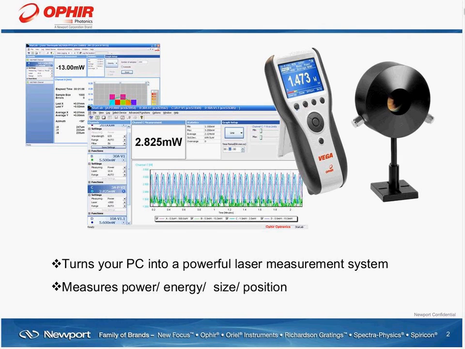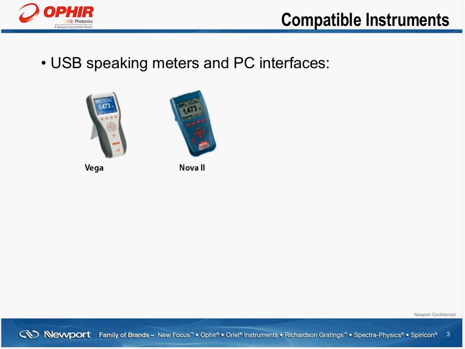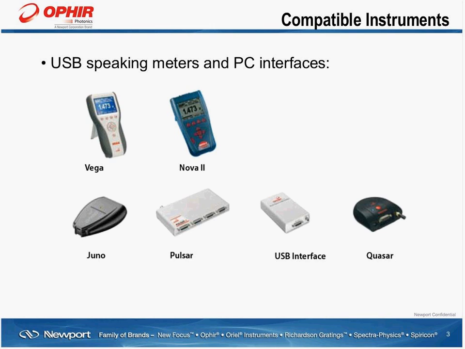Ophir, as you know, offers a range of measurement solutions for laser power and energy, as well as beam position and size, together with the appropriate sensors for standalone meters. I call them standalone because they can work standalone. They also can connect to a PC. The instruments you see here connect to a PC via USB interface. And for PC interfaces, which can only work connected to a PC, the ones you see all connect to a PC via a USB interface, except for the Quasar, which connects to the PC via a wireless Bluetooth and then USB interface.